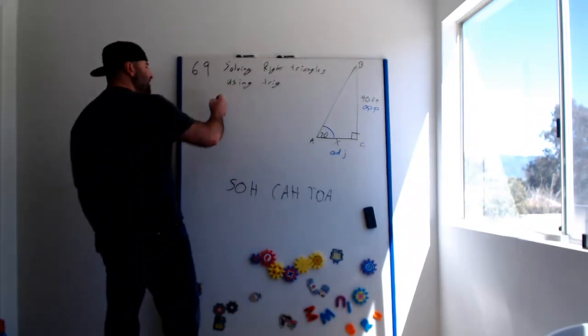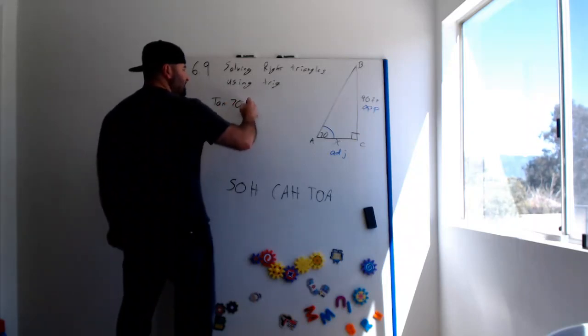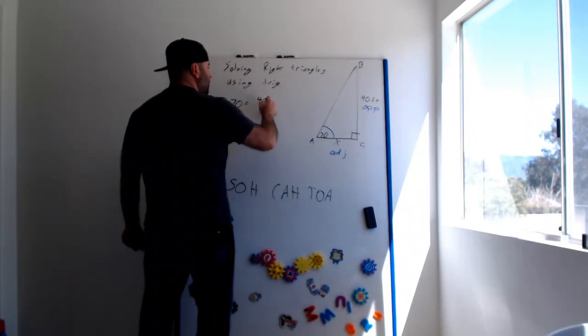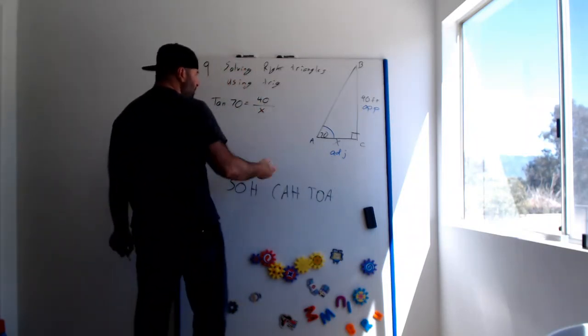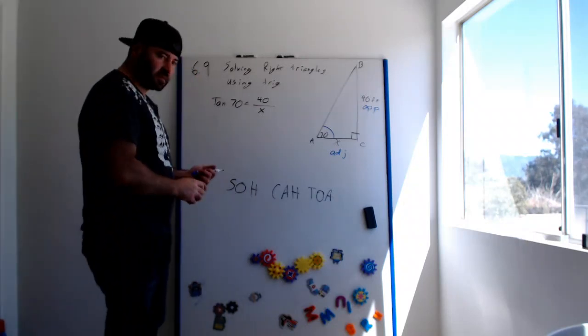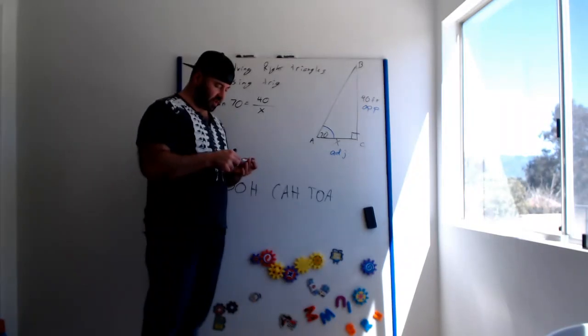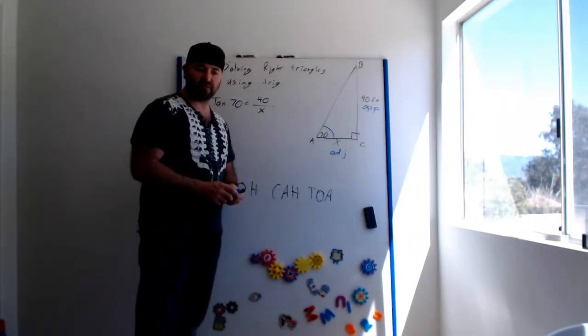So the way that we're going to set this up is this. The tangent of 70 is equal to the side opposite over the side adjacent, which in this case is x. Now we have a trig equation that is set up and we can use to solve for x.